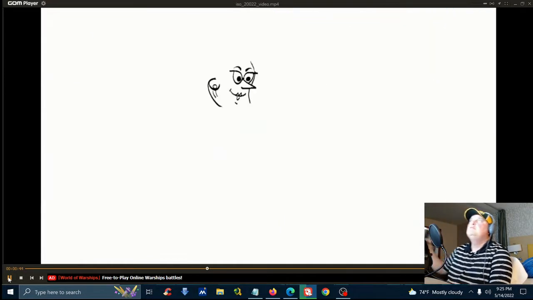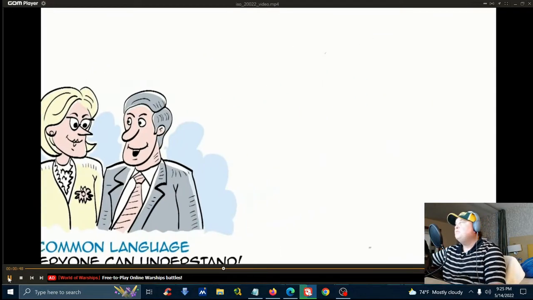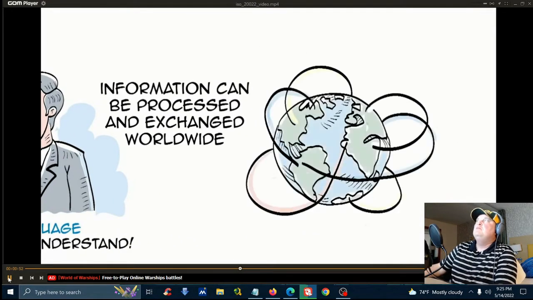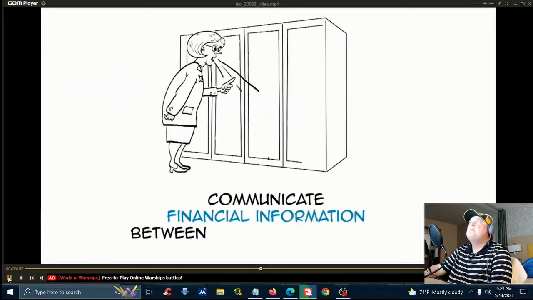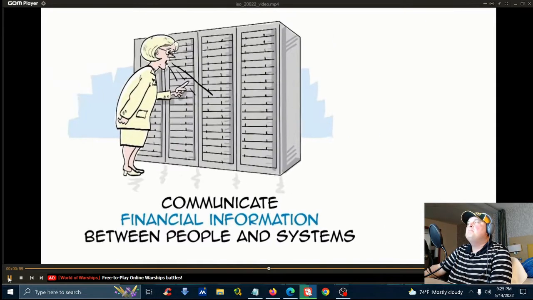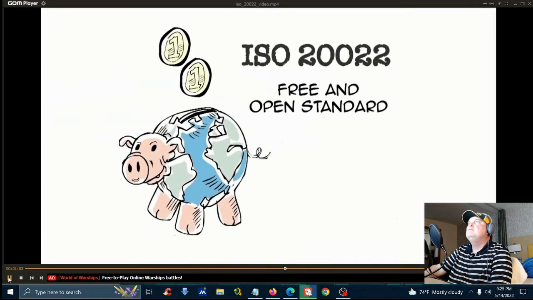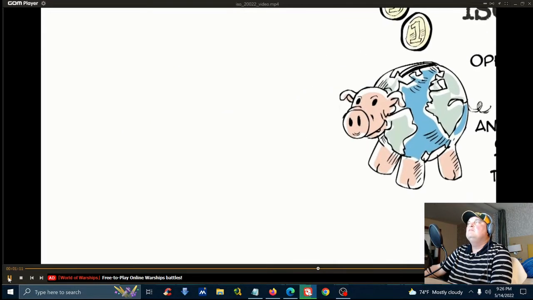How? Well, it offers a global dictionary of common language that everyone can understand, so information can be processed and exchanged worldwide, clearly and consistently, making it easier than ever to communicate financial information between people and systems. What's more, ISO 20022 is a free and open standard, which means that anyone, anywhere can add their 2 cents to the dictionary to help write and build solid business standards right across the globe.